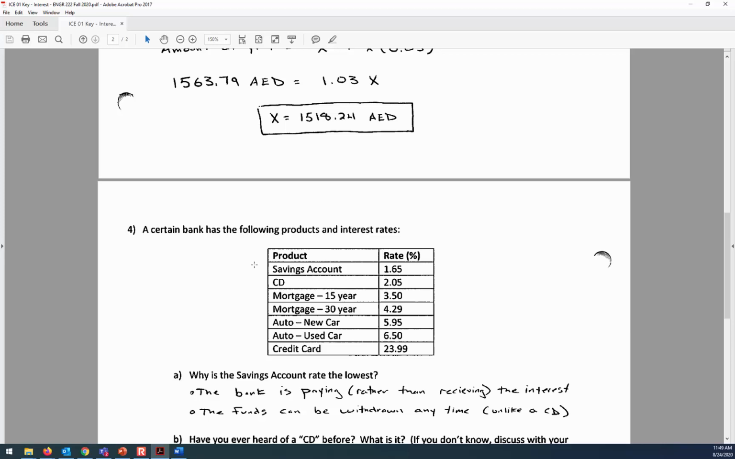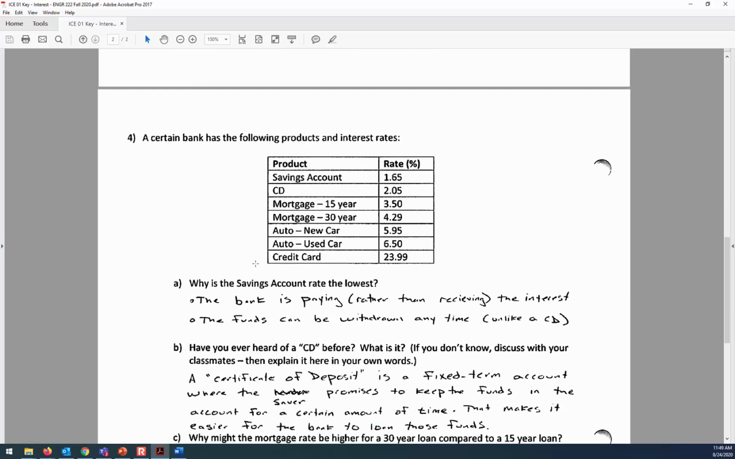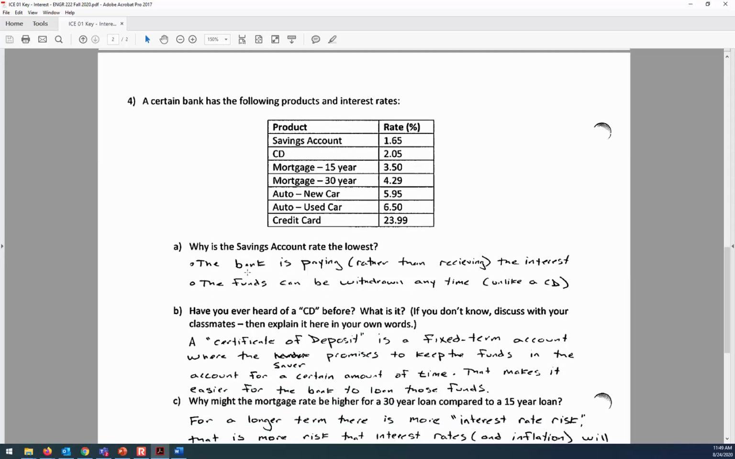What the bank does is take the money that they get in deposits and loan it to other people. Part of the reason the savings account rate is the lowest is because they're paying the interest, but it's also because the funds can be withdrawn at any time. A certificate of deposit is where you promise the bank that you'll leave the amount in there for a certain period of time. It could be a year or 2 years. A CD is a fixed deposit.